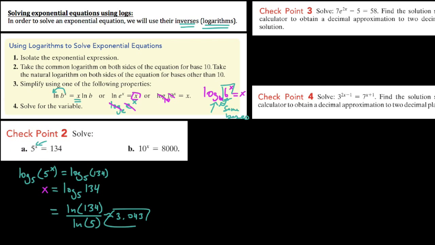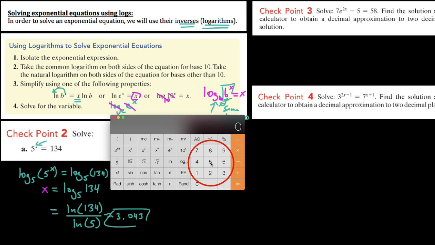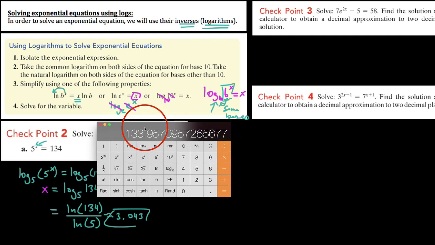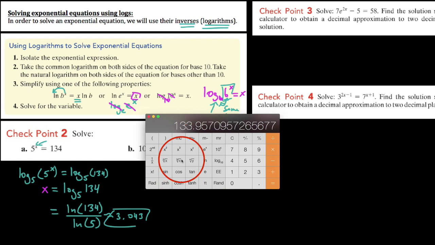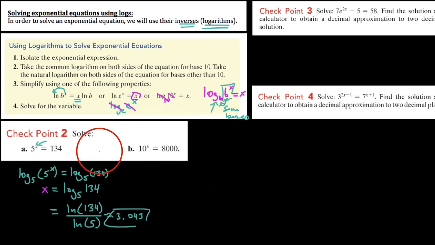If I were to take 5 to the power of 3.043, enter. You see that we get approximately 134. We didn't get exactly 134 because I under-rounded this. But in terms of solving an equation, we could just go ahead and take the log of both sides.